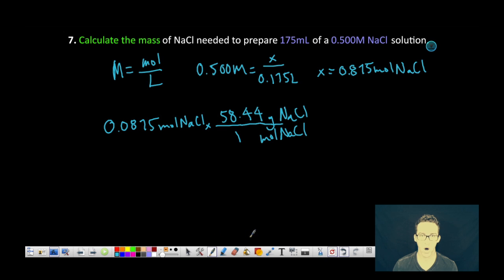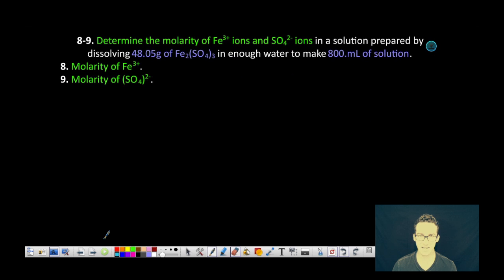So when we solve this, we end up with 5.11 grams of sodium chloride that's dissolved in that 175 milliliters. Boom. Okay, next question.